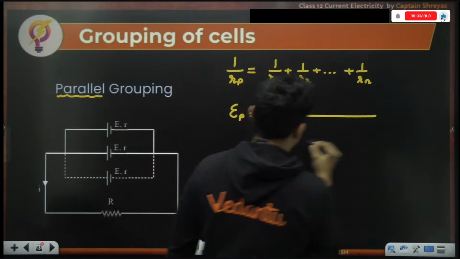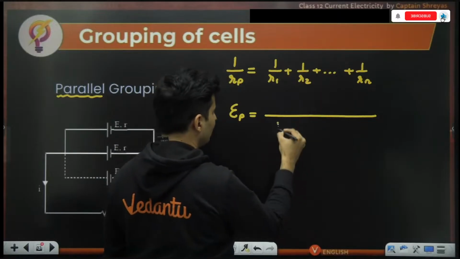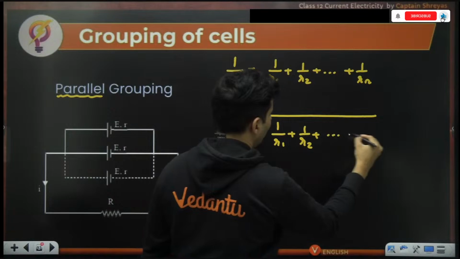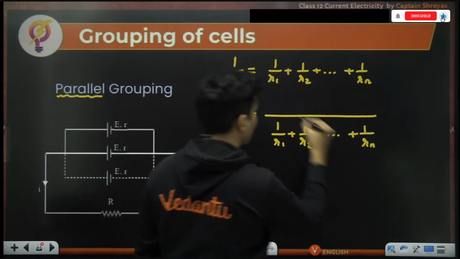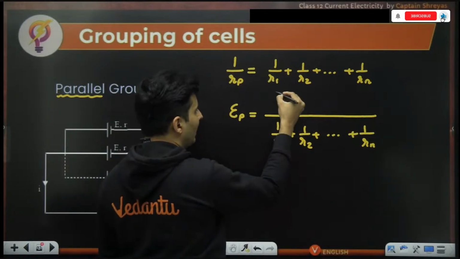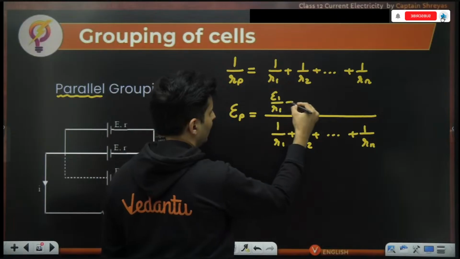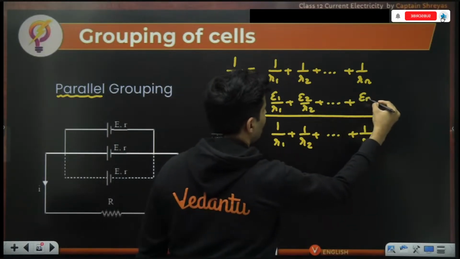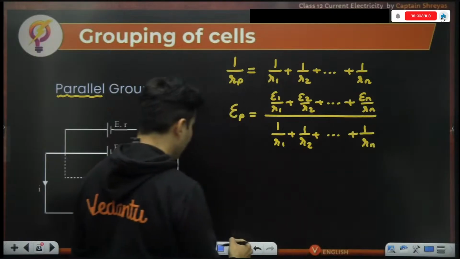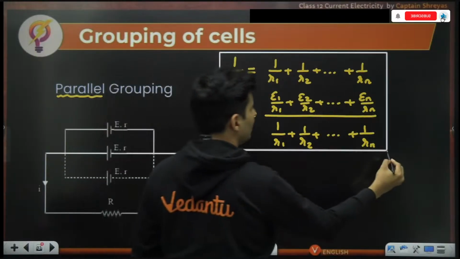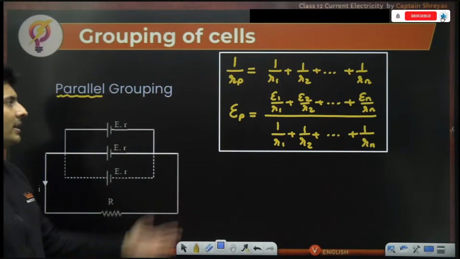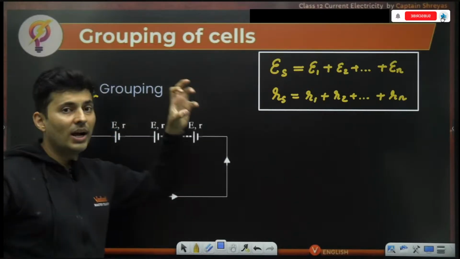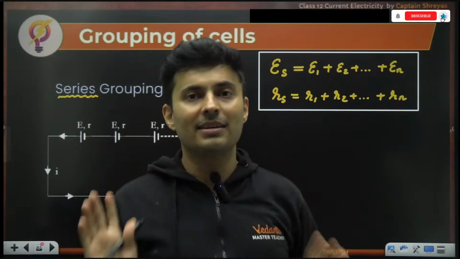The equivalent EMF is, just write the same thing over here. So 1 by R1 plus 1 by R2. How many batteries there are doesn't matter. And here, instead of 1 by R1, put E1 by R1, E2 by R2, and like that till En by Rn. That's it. That is the formula for equivalent EMF. So these are the two important formulas when you have to group the cells into one single battery.